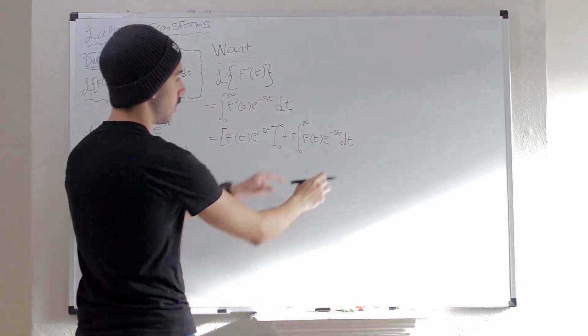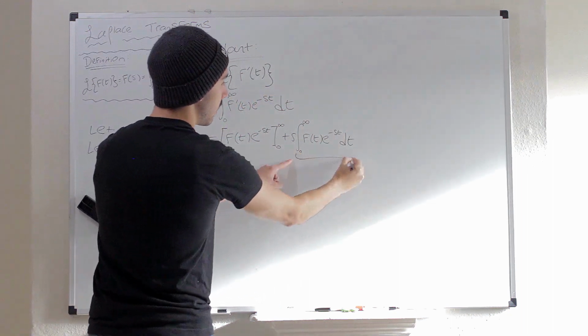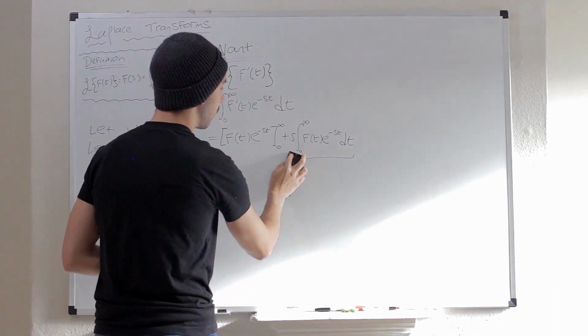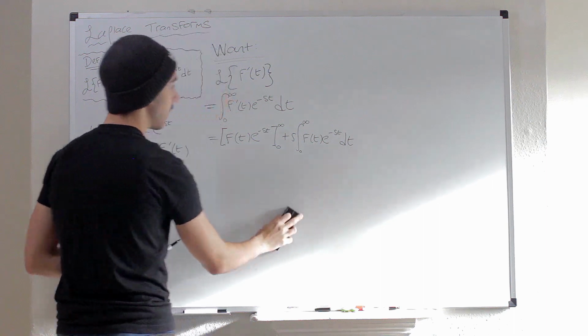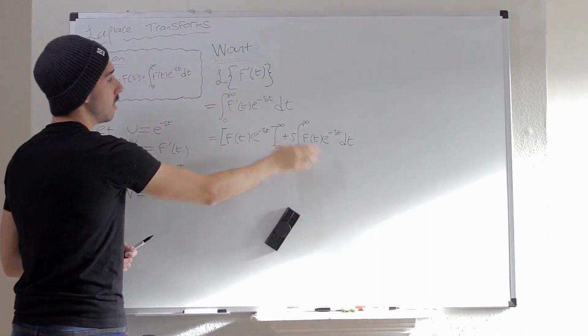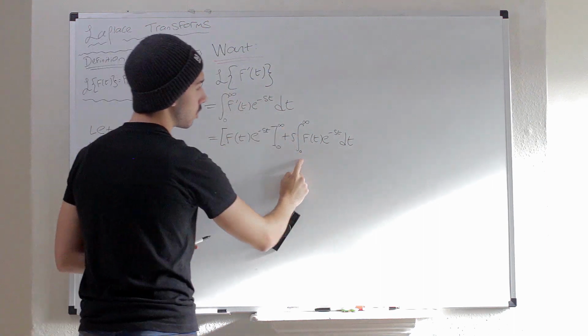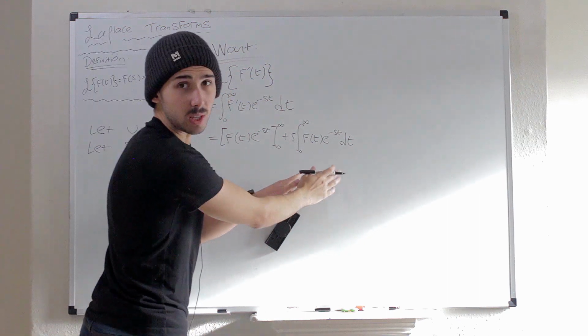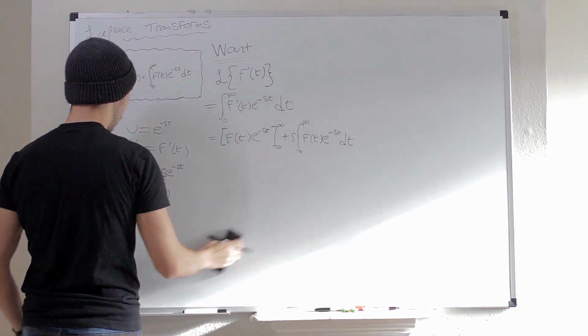But hold on a second, look at this. This right here is literally the Laplace transform of the original function, isn't it? You see that integral, it's the exact same integral, which means this is just f of s, or fancy L of f of t. But I'm going to call this f of s. So we'll do that in just a moment.